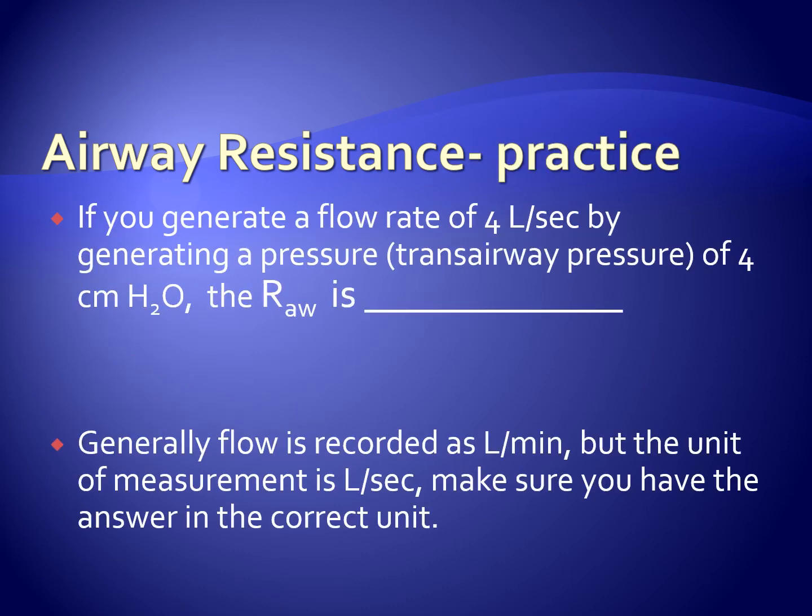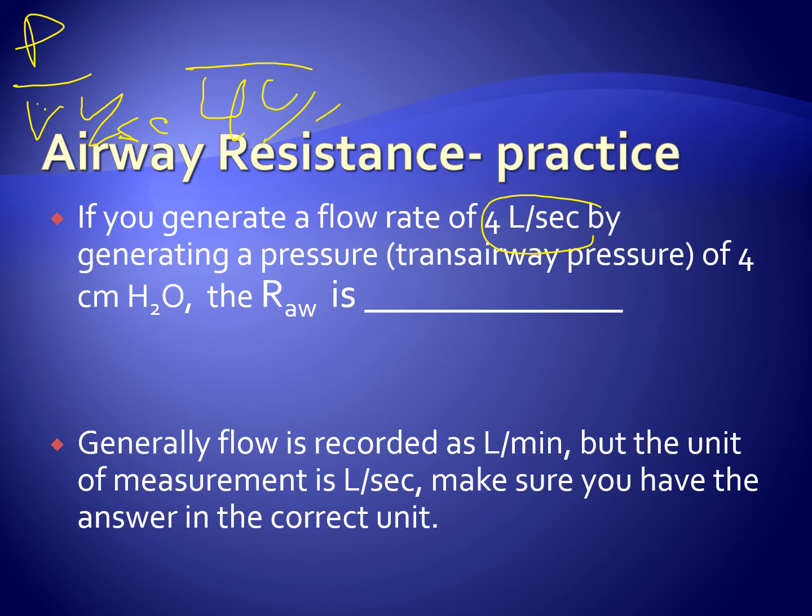Okay, so let's do some practice calculations here. So airway resistance, remember, is pressure over flow. Okay, so if you're generating a flow rate of 4 liters per second, so over here I'm going to draw my calculation. Pressure over flow in liters per second. All right, over here I'm generating a flow rate of 4 liters per second, so I'm going to draw that in, 4 liters per second. And my transairway pressure is 4 centimeters of water pressure, so I'm going to put that in here, 4 centimeters of water pressure. Right?